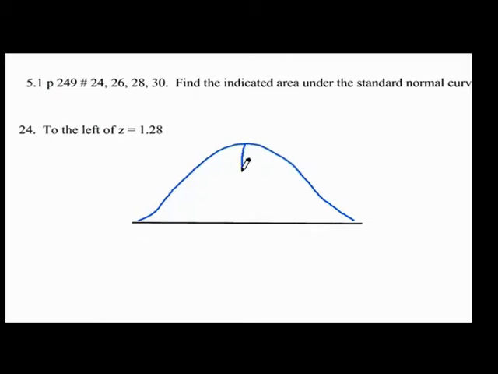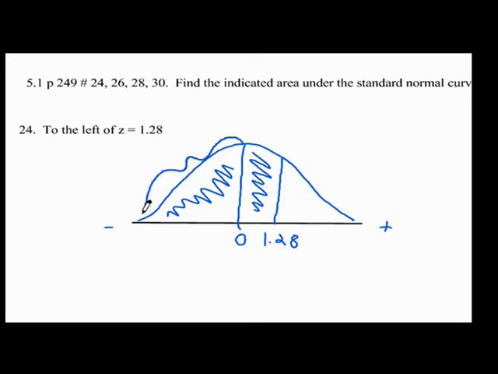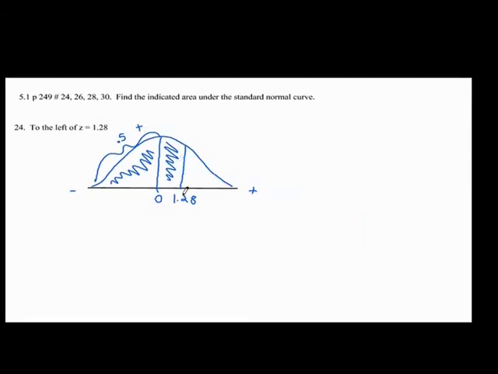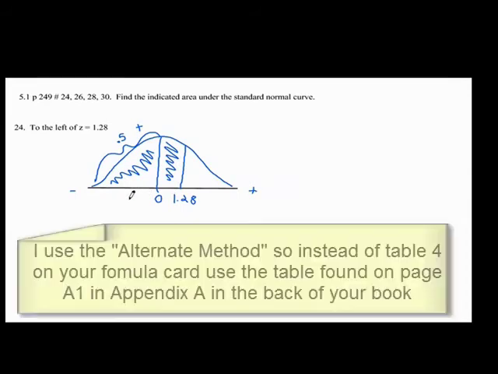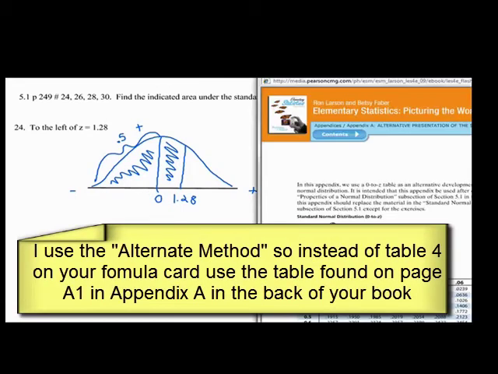We're always going to start with our 0 right here. And this is just like a number line to the left and to the right of 0. Negative numbers here, positive numbers here. So 1.28 is going to be right somewhere on the right-hand side. And so if it says find the area to the left of it, it's going to be this piece here plus this piece here. Well, the curve is actually broken in half by the 0, so the area here is always going to be 0.5. So in this case, we're going to add 0.5 to whatever we get when we look up 1.28, because I use the alternate method. So let's take a look at our table here to help us find it.